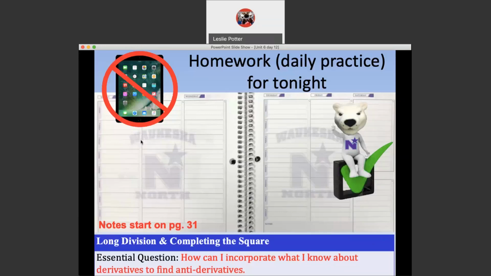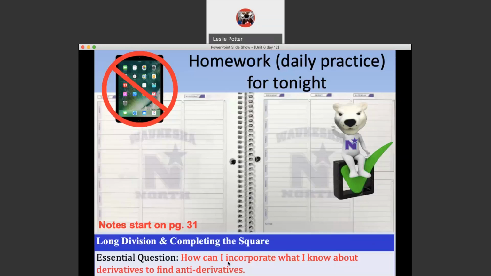Okay, these are Unit 6, Day 12 notes. Start on page 31 of your packet, and we're going to look at two strategies for anti-differentiation, and that's long division and completing the square. And these have very specific patterns, and so they're really narrow in focus. You can only use them in very specific situations.